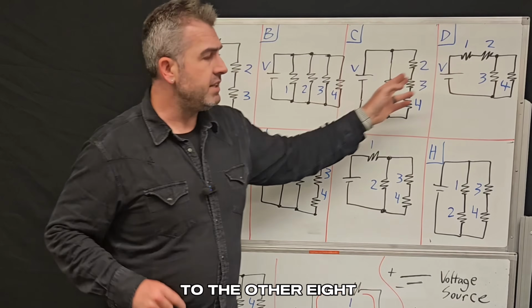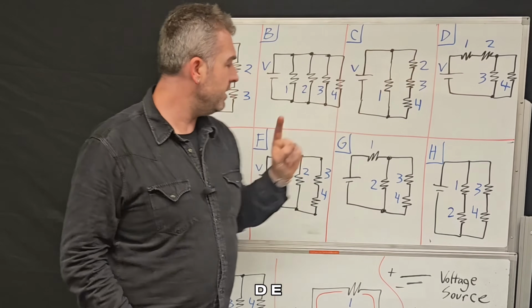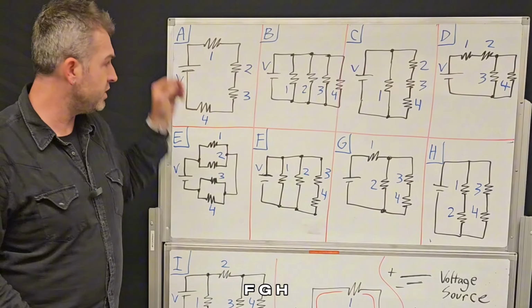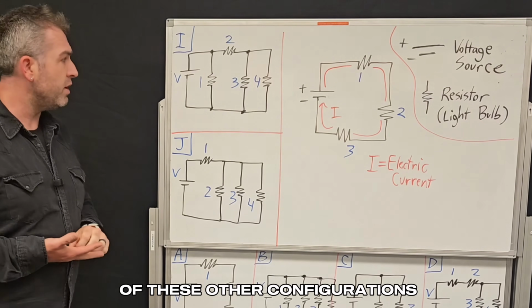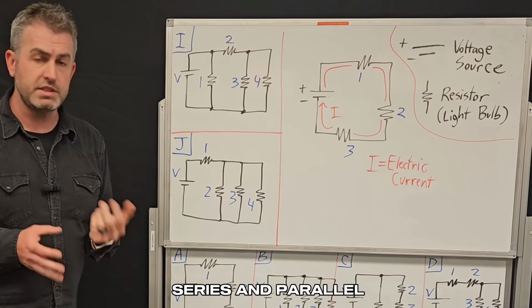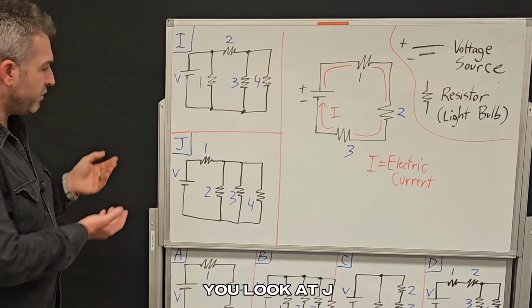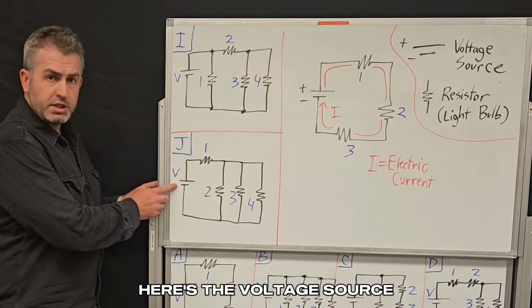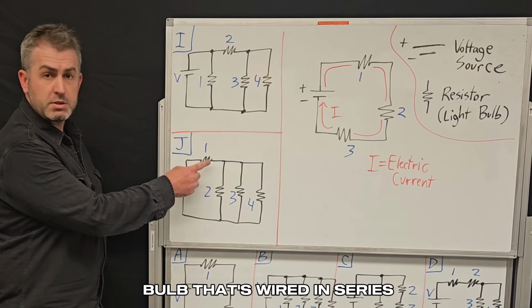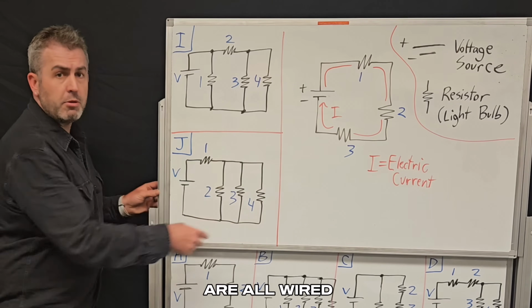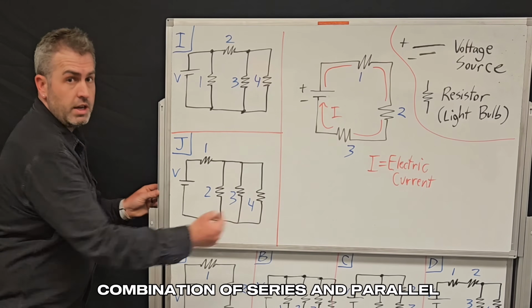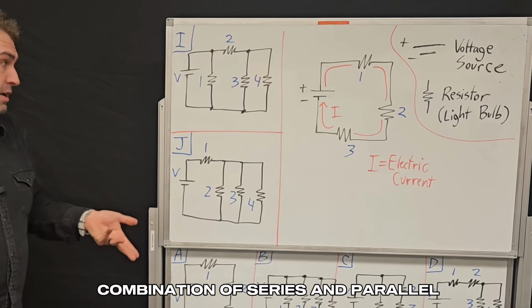The other 8, so we have C, D, E, F, G, H, I, and J. All of these other configurations are a combination of series and parallel. So for example, if you look at J, here's the voltage source. We have one light bulb that's wired in series, but then it splits and we have three other light bulbs that are all wired parallel to each other. So this is a combination of series and parallel.